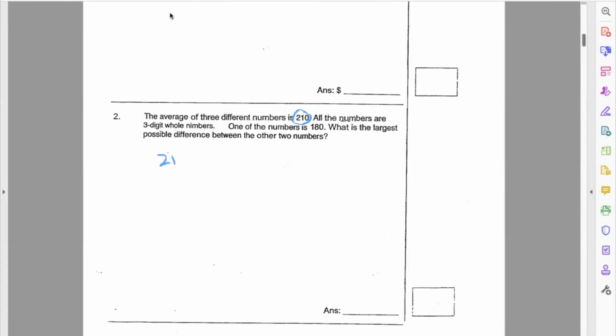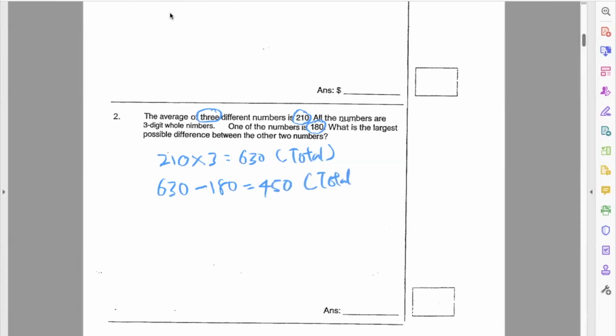Given the average and the number of items, you'll be able to find the total. 210 multiplied by 3 numbers, and then you will get 630. This will be the total value of the 3 numbers. The question also provides that one of the numbers is 180. So if I use the total and take away the value of one of the numbers, what is left is 450. And this is the total value of the remaining 2 numbers.